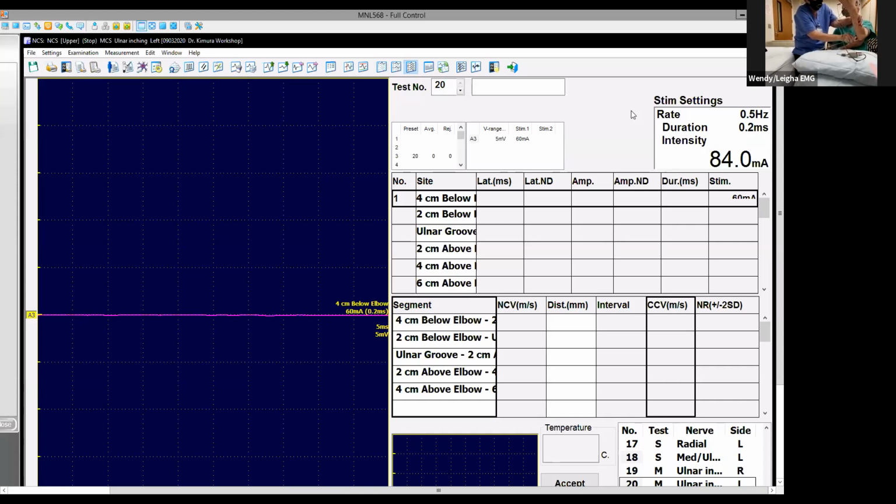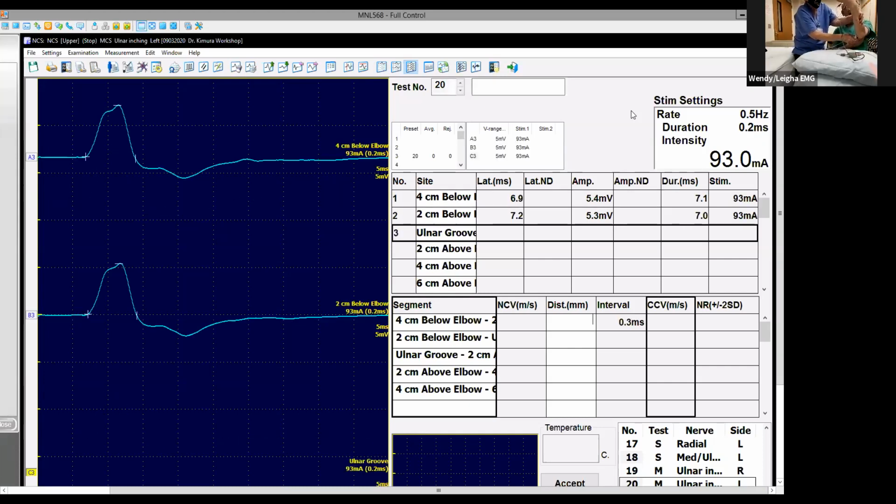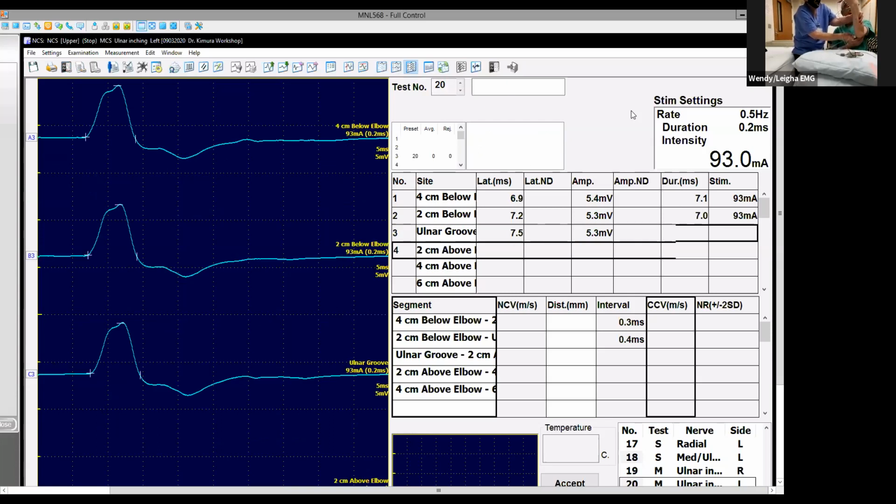Oh, I must have a bad ulnar nerve. There it is. There we go. Okay, take that.